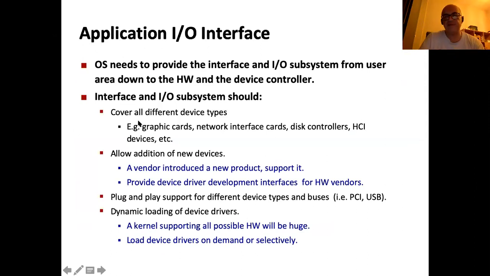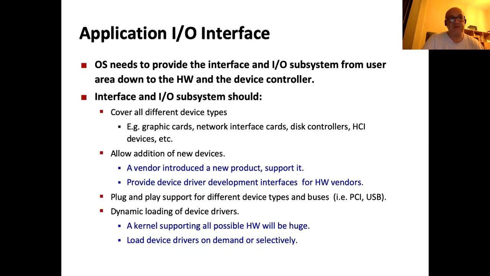There are different device types. It should be powered, graphics card, network interface, and so on. New devices should be added. So when there is a new chip invented, chip designed by someone with some capabilities, it should be introduced to your operating system. It might be in the existing class of hardware, it may fit, or it may be a brand new invention. So you should be open to that as well.